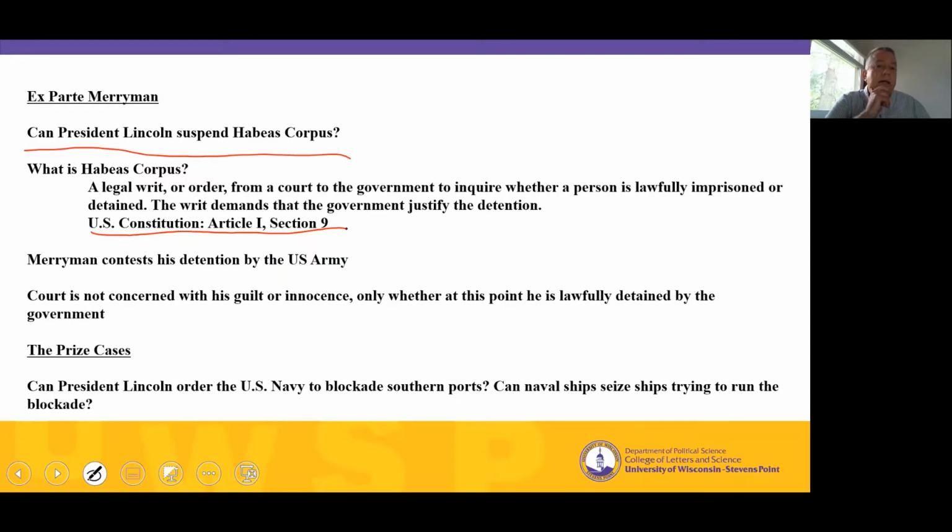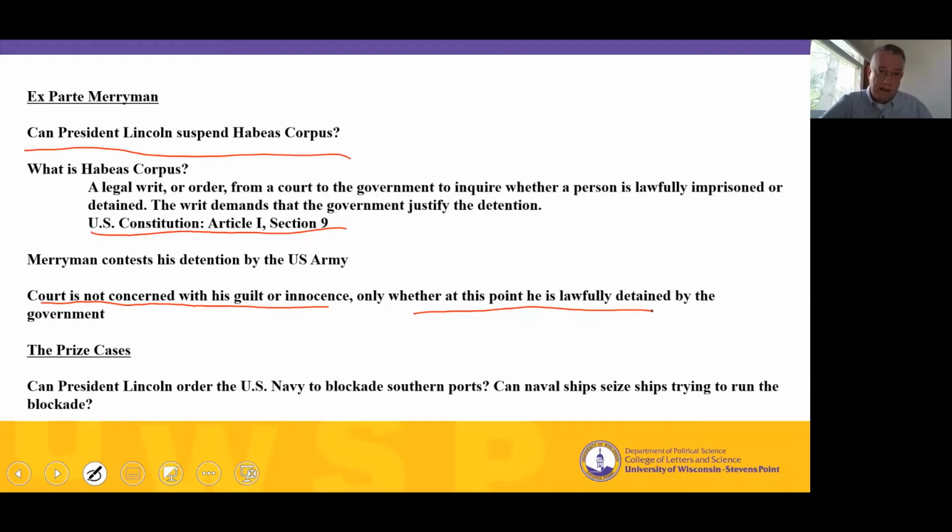And so he contests his detention by the U.S. Army. And the court is not concerned with his guilt or innocence just yet. That's not the question. The question is not, is Mr. Merryman a treasonous person? He's not been tried and convicted of anything. The question is only, can he be lawfully detained by the government?